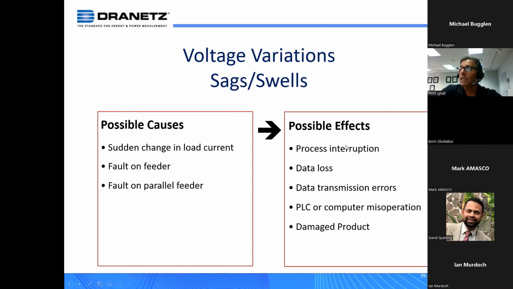So what are the possible effects? Very similar to transients: process interruption, data loss, data transmission errors, computer lockups. PLCs can misoperate, and they can damage products if you have big extremes. Statistically, we said before that it's the sags and the dips that occur most often, so that's why you need to pay a little bit more attention to them.